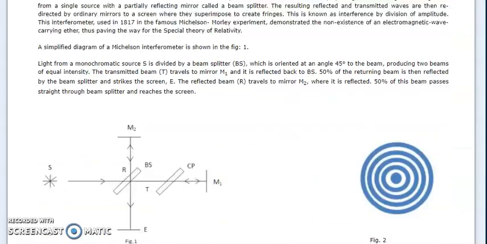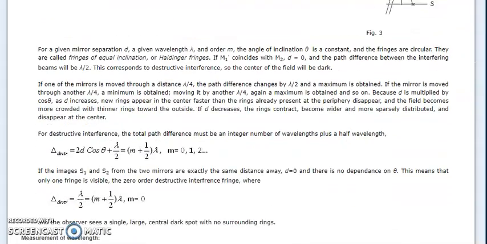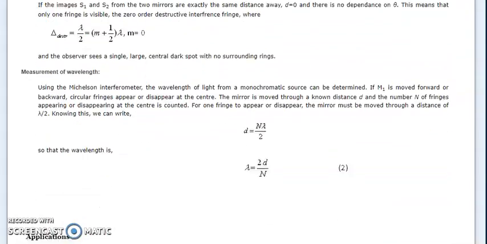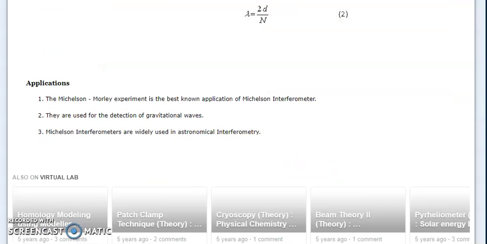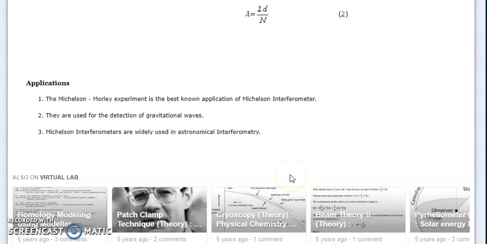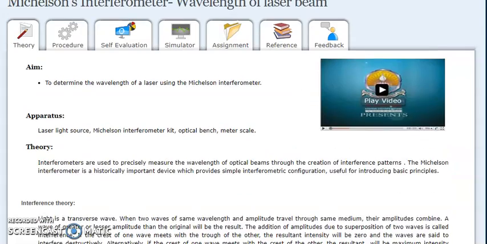With this concept, we know the formula for calculating. As per the theory, the formula is wavelength of laser lambda equal to 2d divided by capital N. Using this formula, we are going to calculate wavelength. So before starting the experiment, once we go through the procedure.